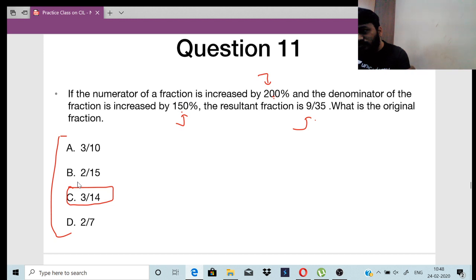Last 4 questions, then the class will finish. You guys are able to solve everything within 40 minutes, right? That should be the motto, right? Within 40 seconds, sorry, don't take 40 minutes. Within 40 seconds, you guys should solve all the questions.